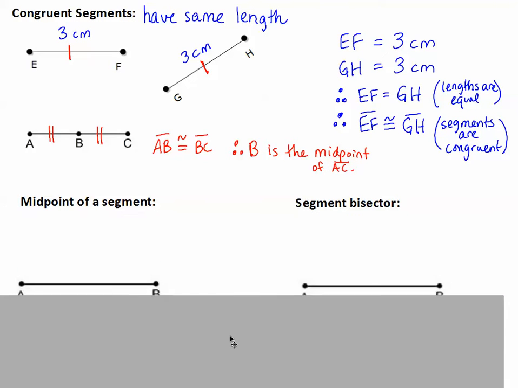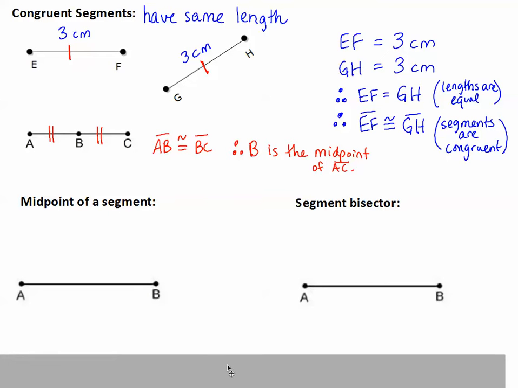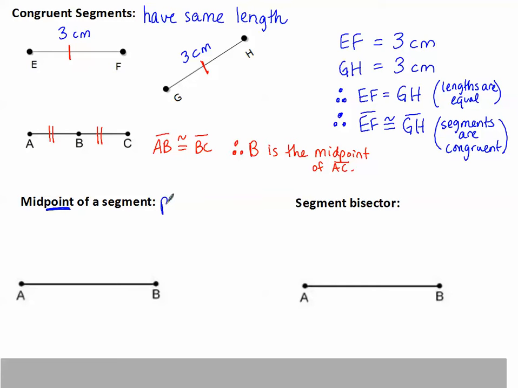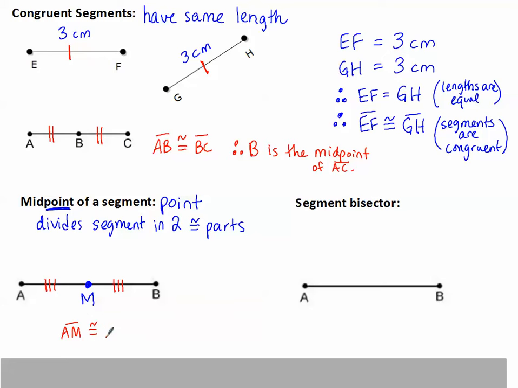Let's talk more about what a midpoint of a segment is. Now, a midpoint has to be a point. The midpoint divides the segment into two congruent parts, just like we saw in that picture with the congruence earlier. So if I'm going to show the midpoint in this picture, I'm going to find where the middle is, put capital M to show that that's the midpoint, and then put hash marks to show that segment AM is congruent to segment MB. Remember how we show that: segment AM is congruent to segment MB.